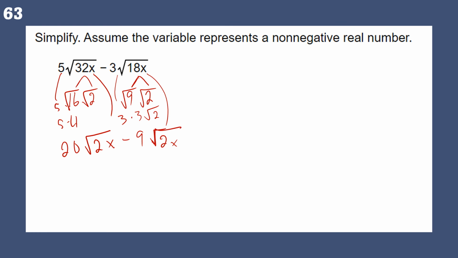Now, this was all fun and games, but it's not over yet, because now that they both say square root of 2x, we can go ahead and combine those like terms to get 11 square root 2x.